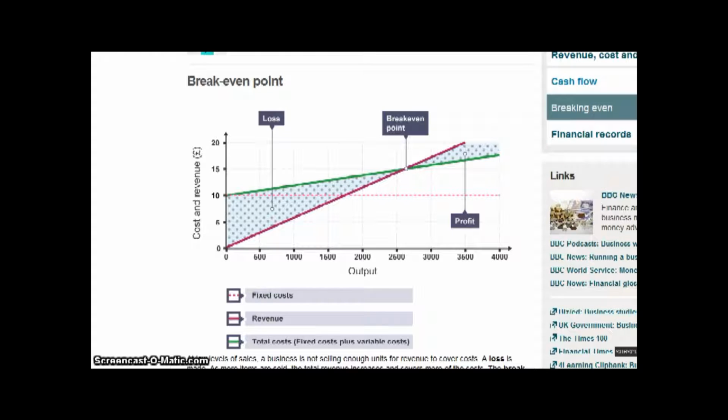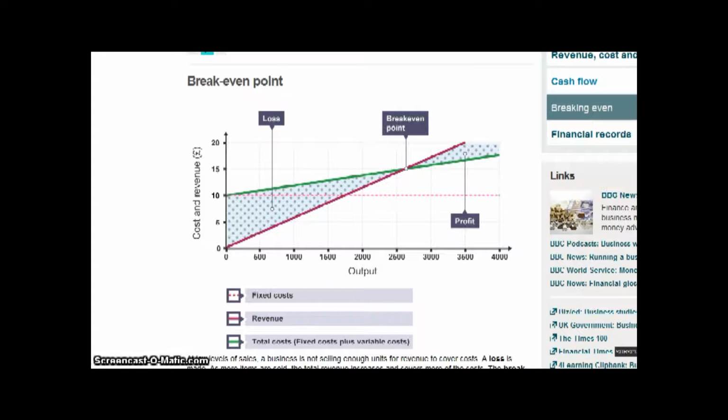One thing to note, if you're ever asked to draw one of these, the variable cost line doesn't start from 0, it starts from 10, as that's where your fixed costs are, and your revenue line starts from 0. When both these lines cross over, you break even. So break even is when your total cost is equal to your total revenue, and on this graph it happens at about 2,650 on output.